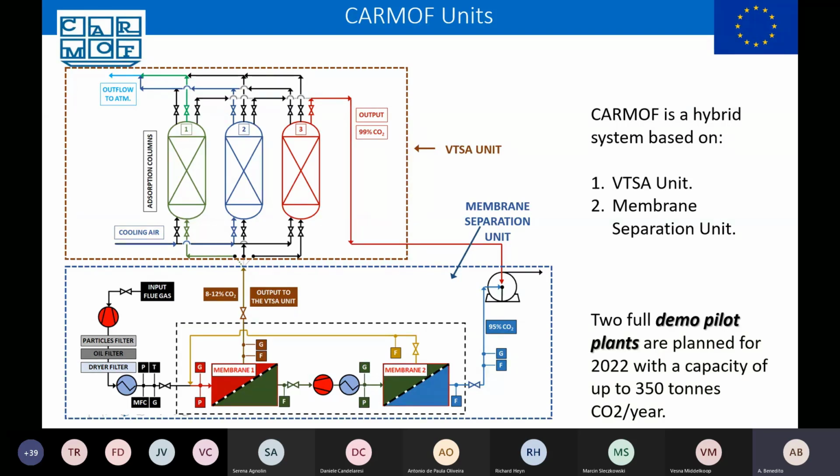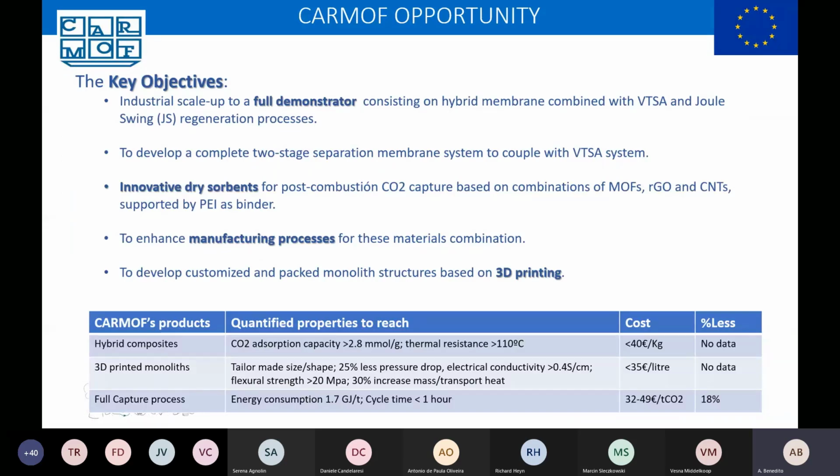Well, the plan, as I have said, is to build 2 pilot plant demonstrators based on this design, more or less in 2022, with a capacity of up to 350 tons of CO2 captured per year. Very quickly, the key objectives of the Carbon project can be summarized as the build of the industrial scale-up in a full demonstrator, as I have mentioned previously, and to develop a complete two-stage separation membrane system to couple with the BTCA system.